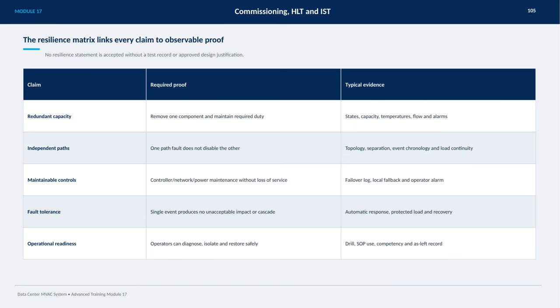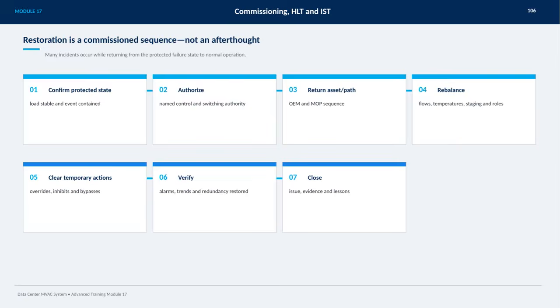Fault tolerance means that a single event should cause no unacceptable impact or cascade, which we verify through automatic response mechanisms, protected loads, and recovery data. Finally, operational readiness requires operators to be able to diagnose, isolate, and safely restore the system, demonstrated through drills, standard operating procedures, competency certification, and as-left records. This matrix ensures that every resilience claim holds up under scrutiny.